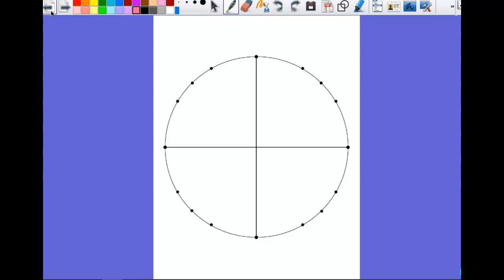Once you get the first quadrant down, the rest should be pretty simple, right? Such a complainer. That looks good so far. Yep.